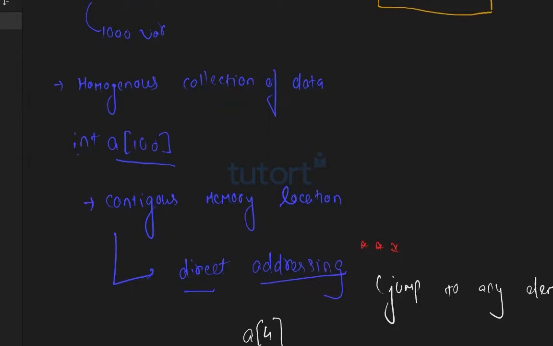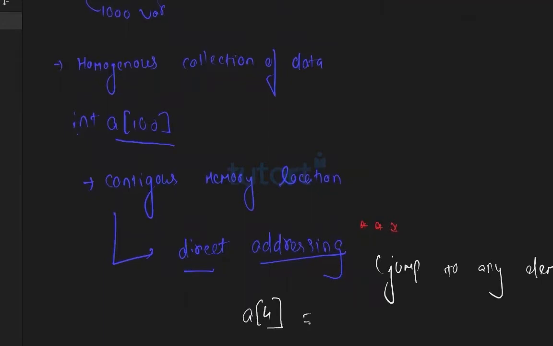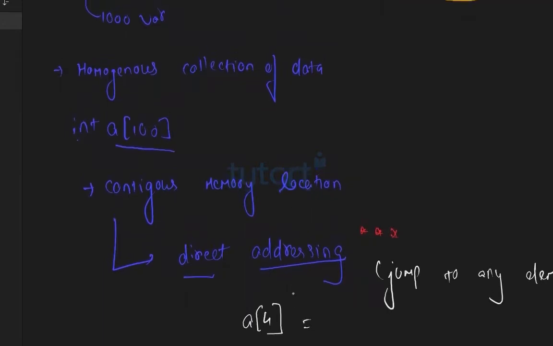Okay. So for example, if I want to access the fourth element, I will just write a of 4. So I will be directly accessing the fourth element within the array. And this is possible because of the base address, or the base calculations. Whenever you define an array, it always holds the base address of the starting element, which is always a of 0.